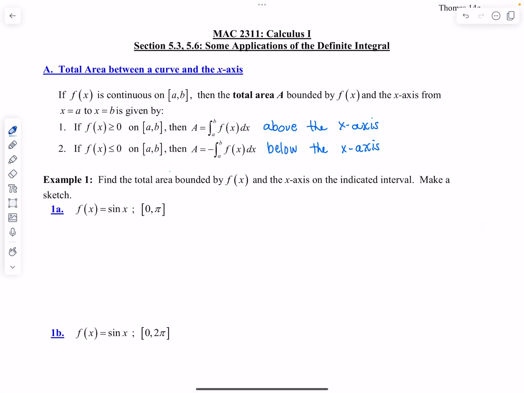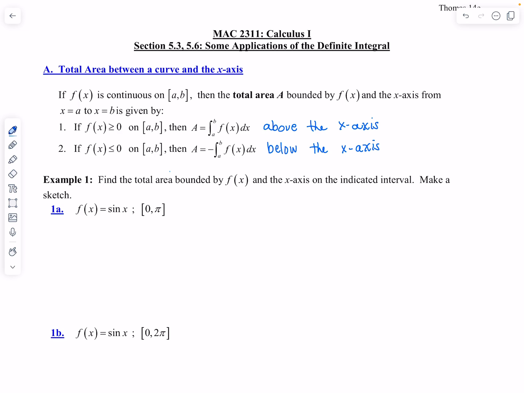So this is 5.3/5.6, some applications of the definite integral. This section is long, so it's going to take me at least 3, maybe 4 videos to get everything in. I'm just letting you know ahead of time because you'll need some time to spend on this one.